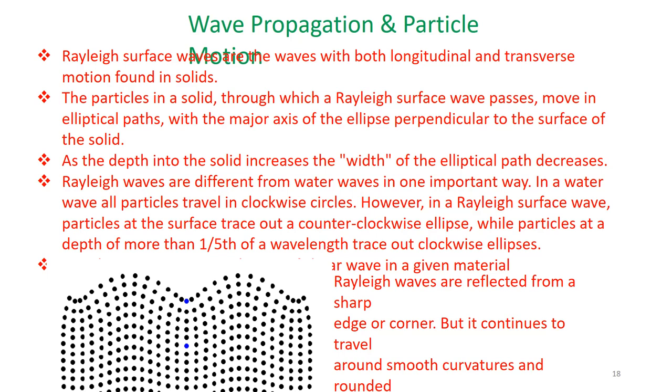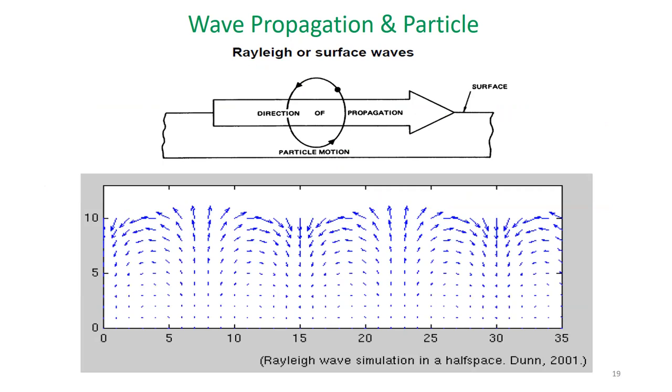So it depends on the depth. On the surface, it is a counterclockwise ellipse, and at one fifth of the wavelength, it is a clockwise ellipse. The surface wave velocity in a given material is about 0.9, 90%, of the shear wave velocity. Rayleigh waves are reflected from sharp edges or corners, but they continue to travel around smooth curvature and rounded things. So Rayleigh waves and surface waves are like this.